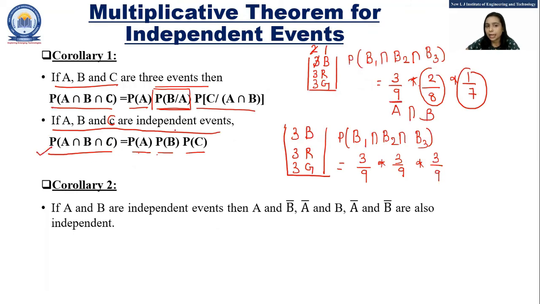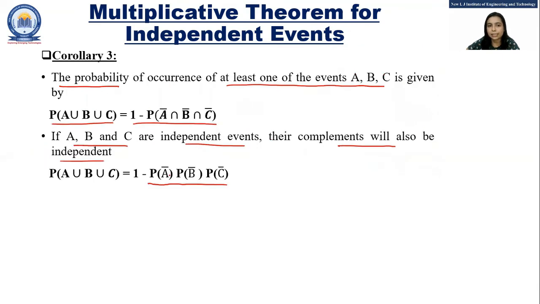Here A, B, C are independent events, so we have written P of A intersect B intersect C is equal to P of A into P of B into P of C. Similarly over here, we can write P of A union B union C is equal to 1 minus P of A bar into P of B bar into P of C bar, because A, B, C are independent events, so their complements will also be independent.